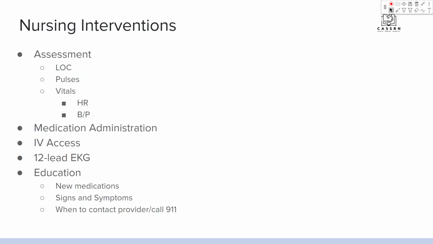Of course, as a nurse, it's really important to be continually assessing your patient. So you might want to make sure that you're looking at their level of consciousness, checking their pulses, always making sure to continually be monitoring those vital signs, especially the heart rate and blood pressure. You're going to administer any medications as ordered by the provider. You want to access their IV, make sure that they've got a 12-lead EKG on, and then when appropriate, make sure that you're educating your patient as much as possible about new medications, any signs or symptoms that they may experience when they return home, and when it would be appropriate to contact their provider or call 911.